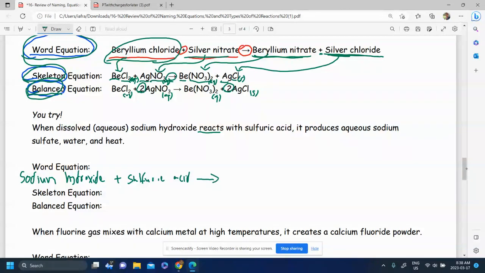to produce, it says sodium sulfate, aqueous, but you don't write aqueous here yet. Sodium sulfate plus water. And there's also heat generated, so people will write energy or heat here. That doesn't really affect anything in the skeleton equation very much, or in the balanced equation later, so no big deal. So here we have our word equation written out.